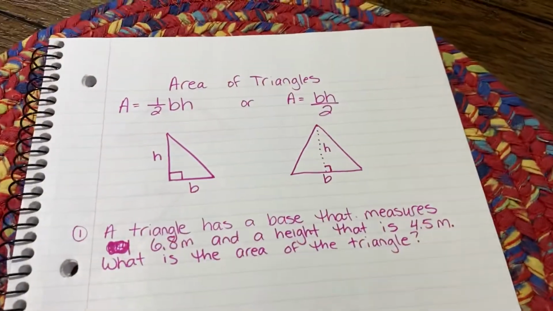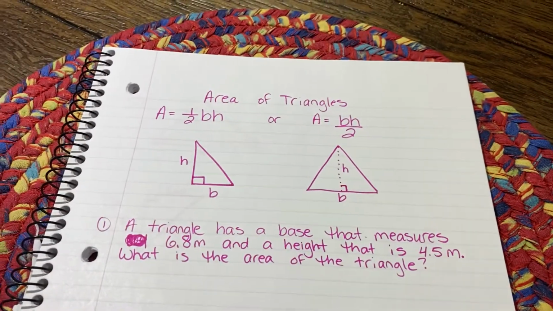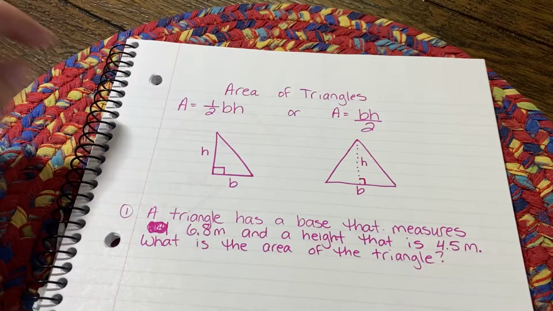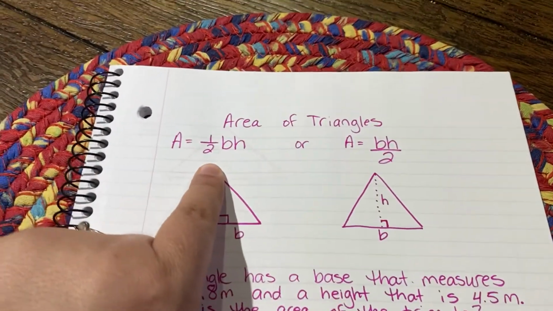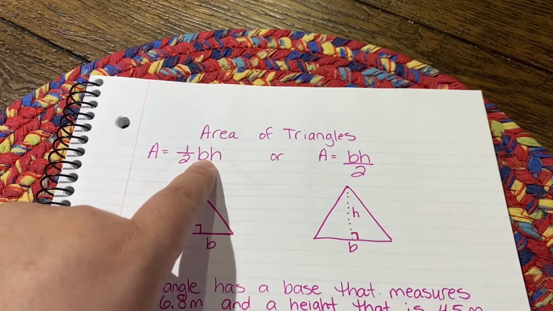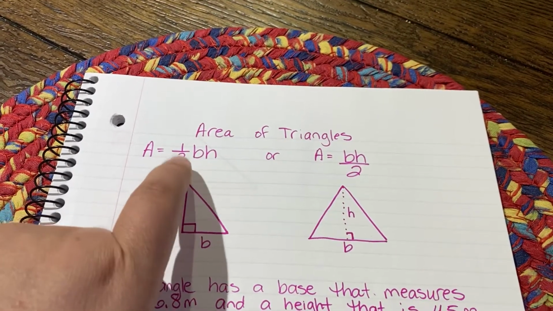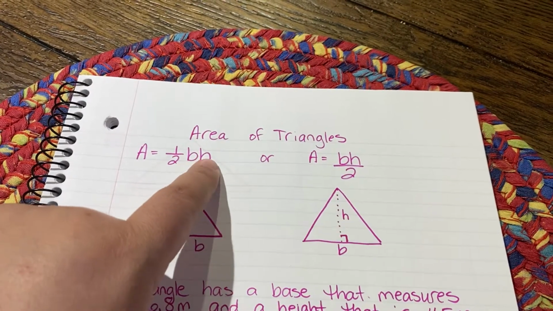All right, so here we go, area of a triangle. So first of all, if you were looking at a formula chart, the formula they're going to give you for area of a triangle is A equals 1/2 times the base times the height. Remember, when everything is touching, it does mean multiplication. So 1/2 times the base times the height.